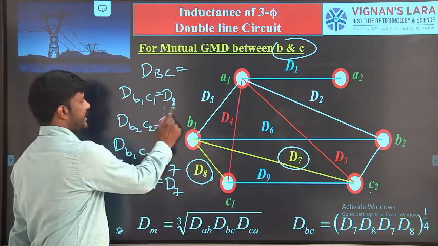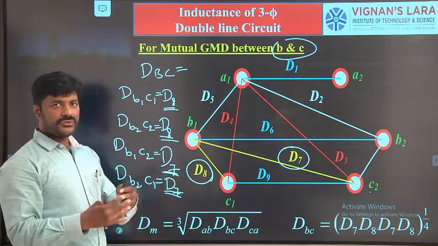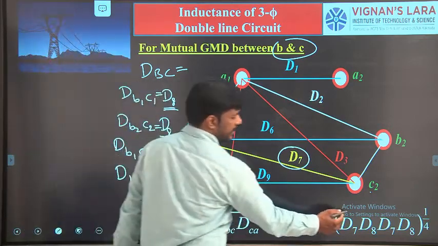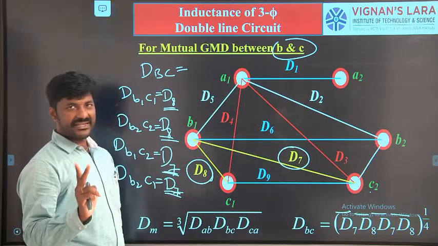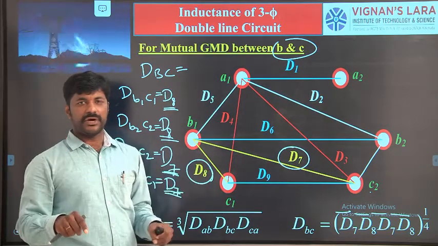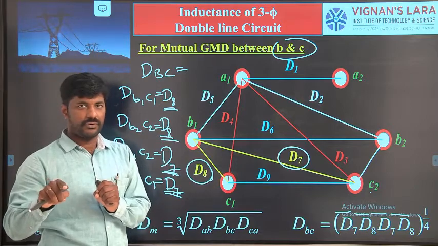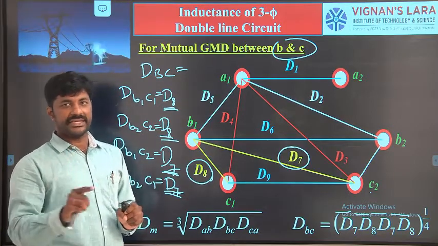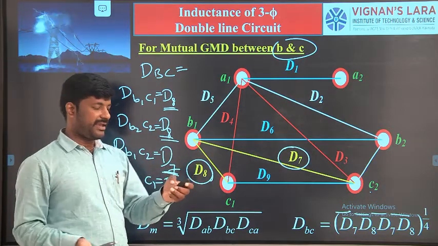What are they? D8, D8, D7, D7. The product of all those 4 you can observe here: D7, D8, D7, D8, 2 times D7 and 2 times D8. The same thing I have written there, whole to the power 1 by 4. Since 4 terms are there, whole to the power 1 by 4. Right? That is for B and C. The same logic is applicable for C and A.